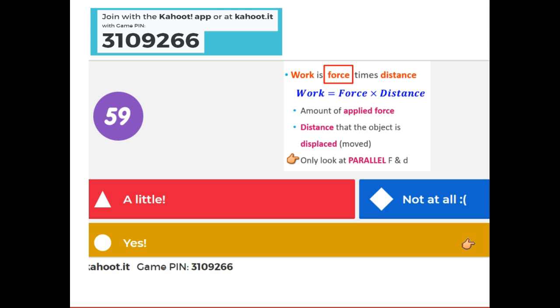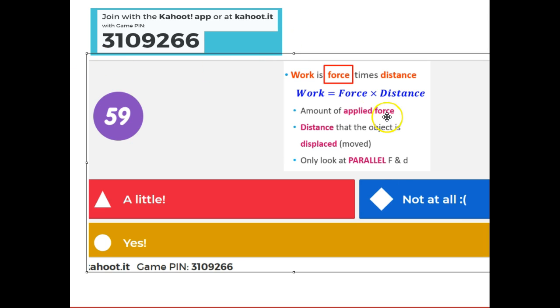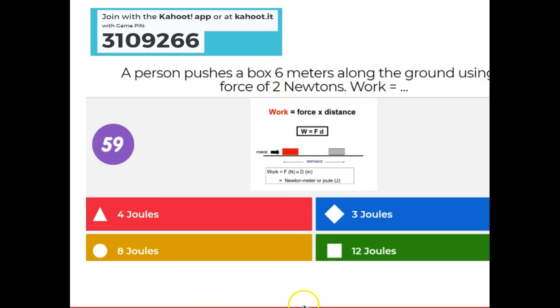Awesome. Edgar in the lead. Mike is following. A person pushes a box 6 meters along the ground using a force of 2 newtons. What does work equal? All right, so 6 meters, 2 newtons. And remember, our equation for work is force times distance. Force times distance. I know, computer, come on. So 6 meters, 2 newtons, work equals force times distance. What should be our answer here?